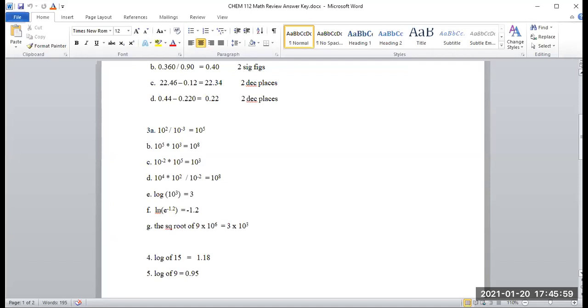Negative 2 and negative 5 as your exponents should give you 10 to the 3rd for letter C. For letter D, 10 to the 8th, because first you're adding your 4 and your 2, and then minus negative 2. So that's an adding, gives you 10 to the 8th.